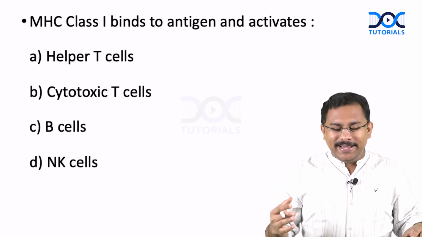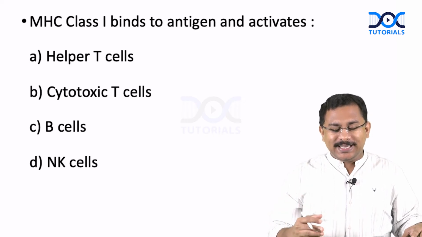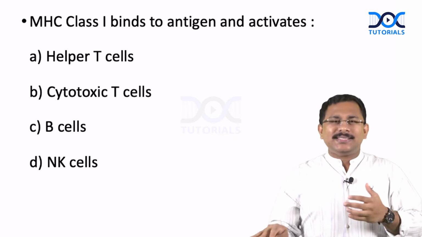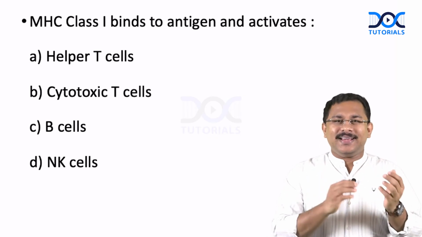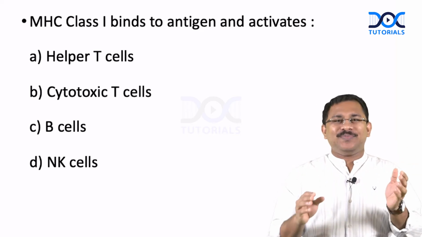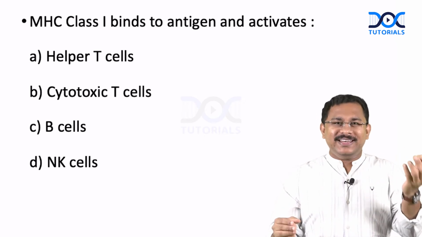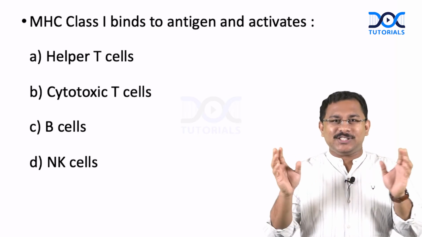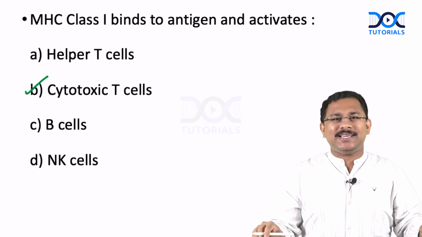MHC class 1 binds to the antigen and activates. Is it helper T cells, cytotoxic T cells, B cells, or NK cells? Well, see, the CD8 T cells or the cytotoxic T cells, they are recognizing the peptides that are presented by the MHC class 1 molecule. So there is an interaction between the CD8 molecule on the surface of T cells and the non-peptide binding regions of the MHC class 1 molecule. So the answer for this question is going to be cytotoxic T cells.